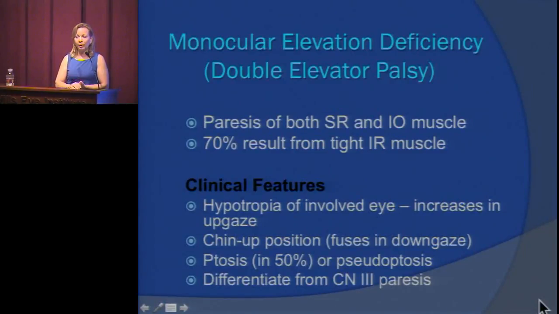So remember, if you're trying to evaluate if there's a ptosis present at all, you need to make sure you cover the other eye, let the hypotropic eye fixate, and then look at the position of your lid. Okay, it may just be solely pseudotosis present. And you want to differentiate those from a third nerve paresis, looking for other signs of a third nerve, pupil involvement, involvement of the medial rectus, involvement of the inferior rectus, to differentiate those.